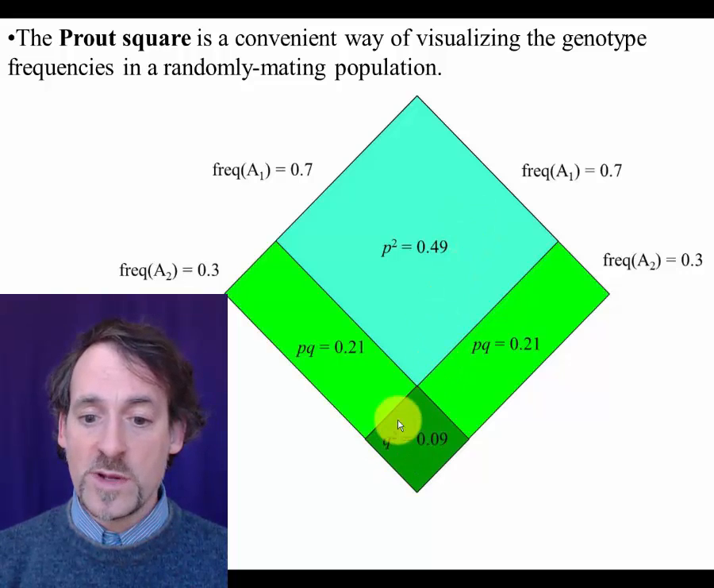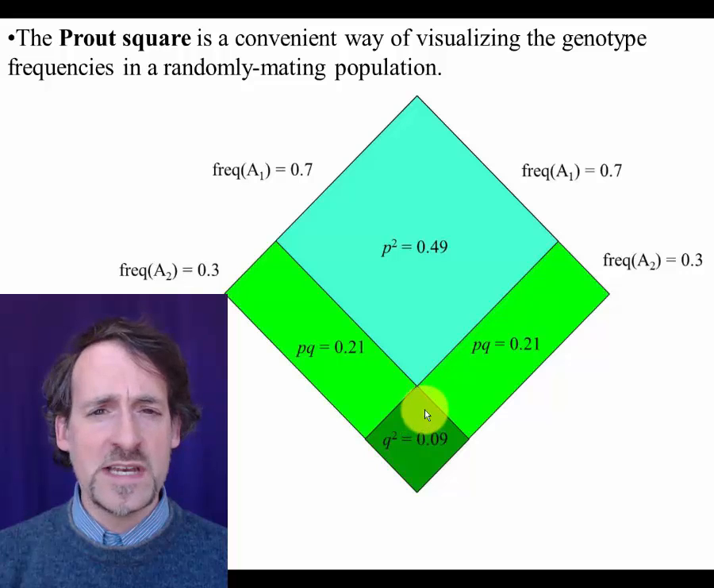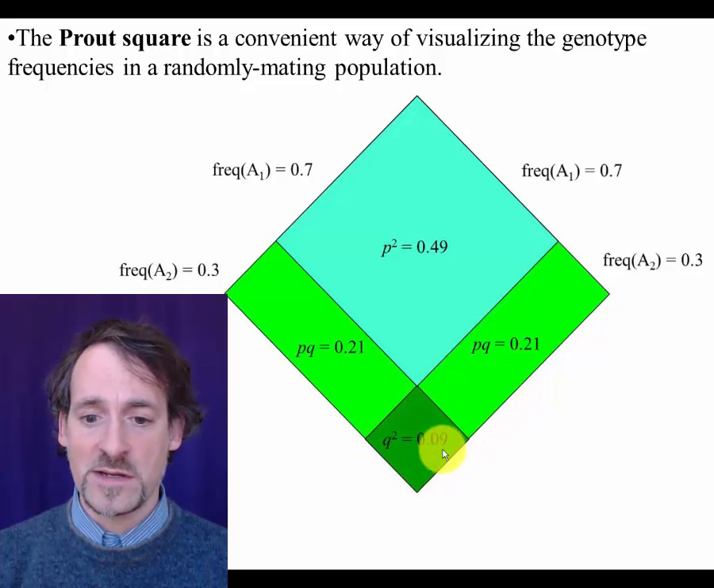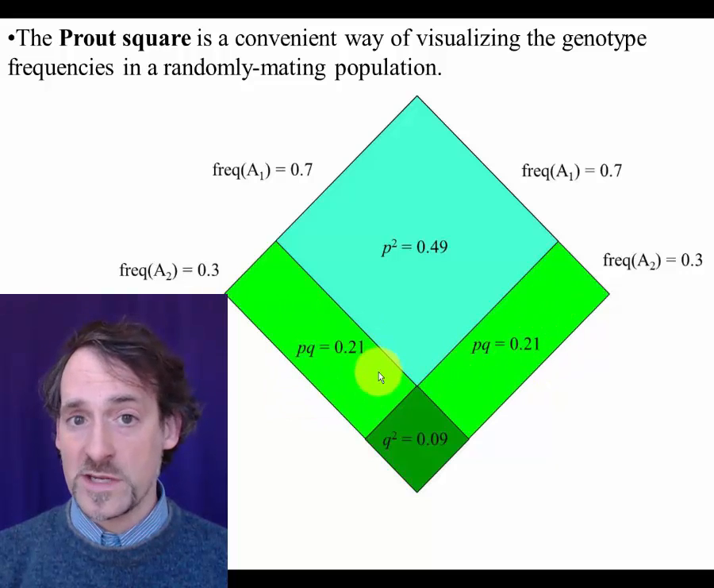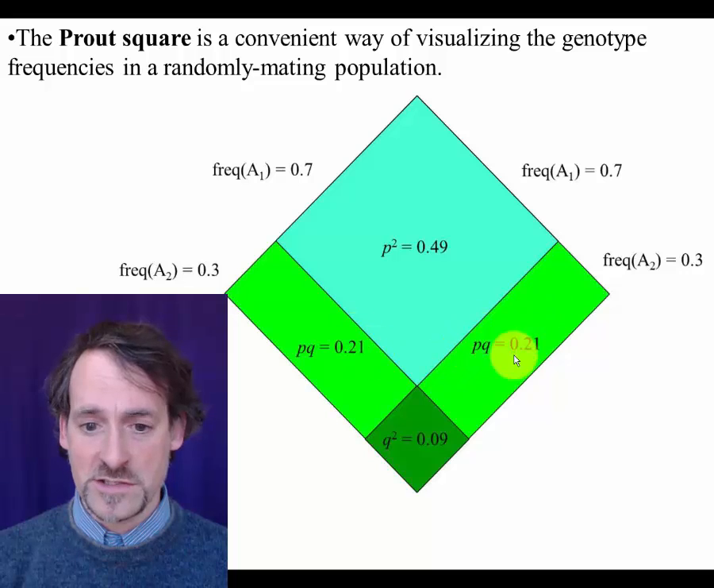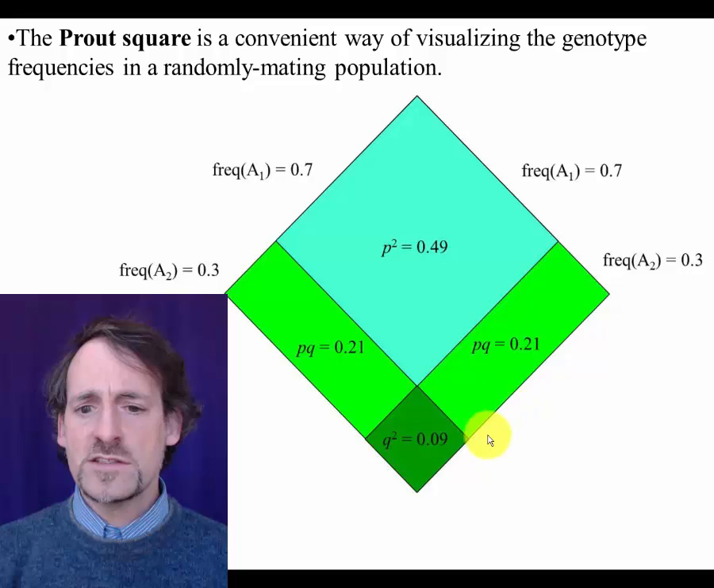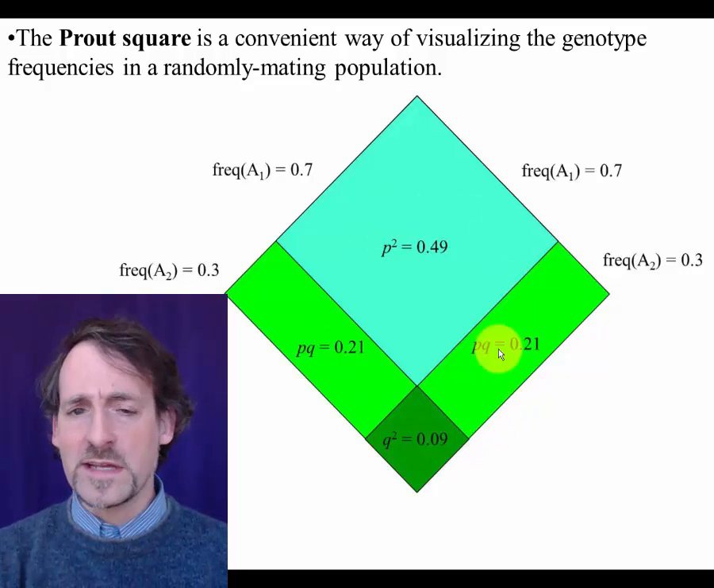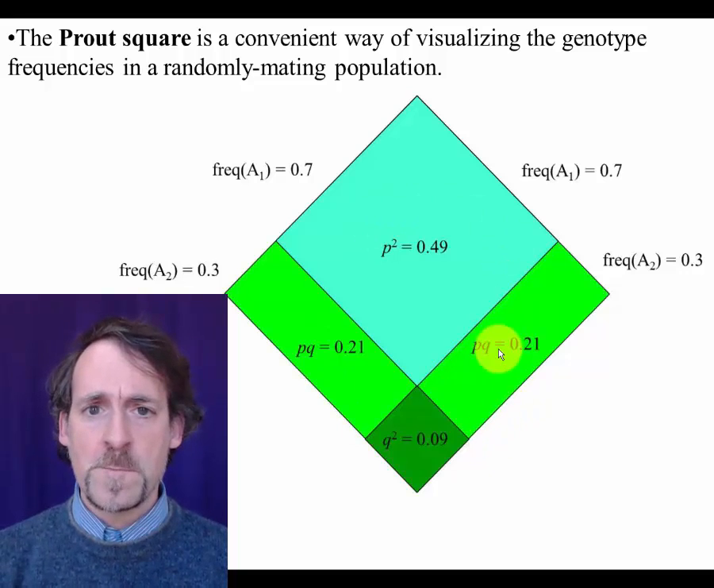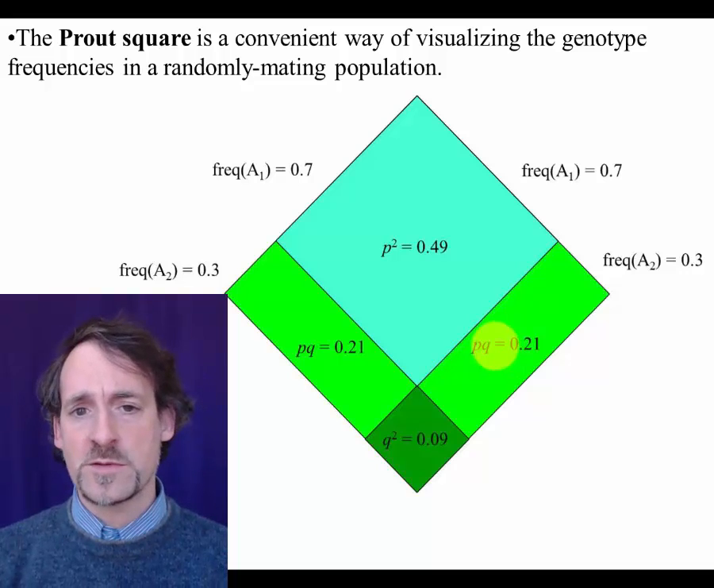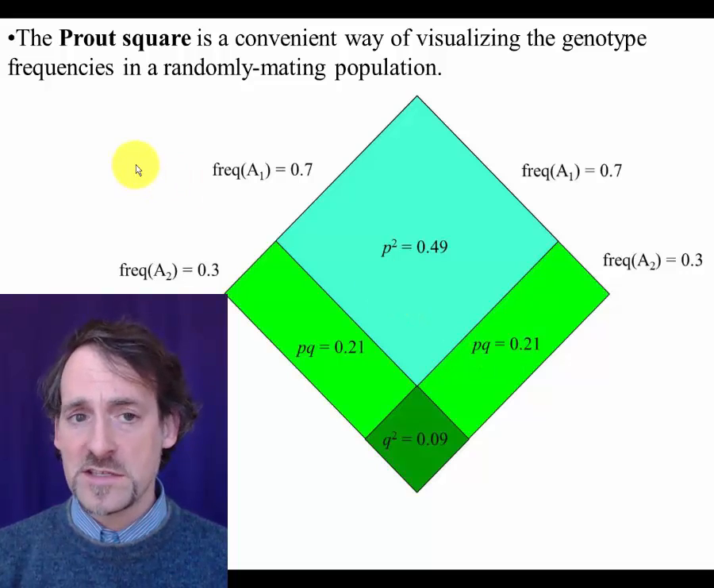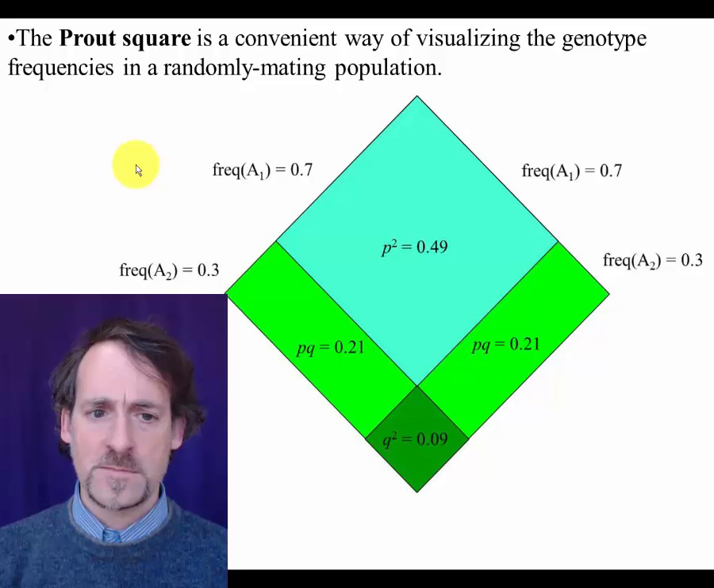Down here, A2A2s should be relatively rare. Only 9% of the area in the Prout square is contained in that cell. You have to add these two together. These are the heterozygotes. There are two ways to get heterozygotes, so you have two cells. Together they add up to 42%. You can see just by looking at this square what relative frequencies you'd expect to get, more or less, for the genotypes.